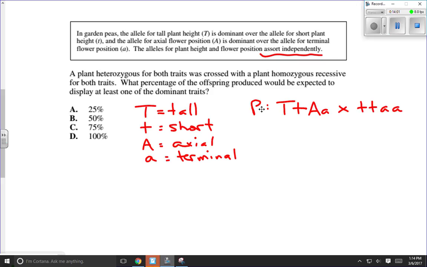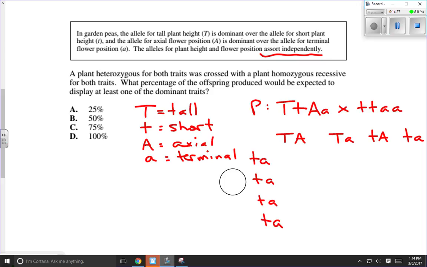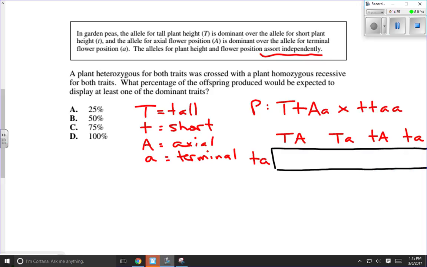Well, to get that, we need a Punnett square. So we do FOIL in the first parent, and we will get big T, big A for the first gamete, big T, little a, little t, big A, and little t, little a. Now, for the second parent, we're going to get little t, little a, and when we do FOIL, they're all going to be the same. They're all going to come out little t, little a. So what we learned earlier is we eliminate redundant gametes. Just get rid of those. Don't need them. Which means our 16 square Punnett square is now a manageable 4 square Punnett square.